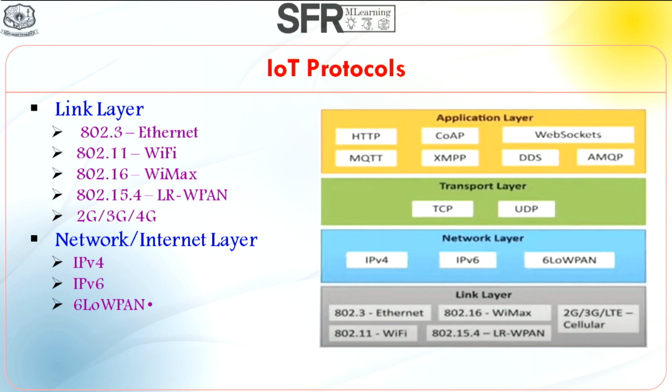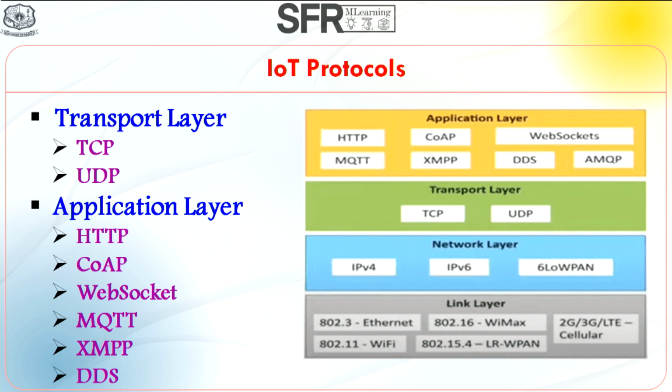These are the protocols needed to connect IoT infrastructure with the network. In the link layer, we can use Ethernet, Wi-Fi, WiMAX, LR-WPAN, LAN, 2G, 3G or 4G protocols. These are the later IEEE extensions. Then the network and internet layer, in which we use IPv4, IPv6 and 6LoWPAN protocols. In the transport layer we use TCP and UDP protocols. In the application layer we use HTTP, CoAP, WebSocket, MQTT, XMPP and DDS protocols.